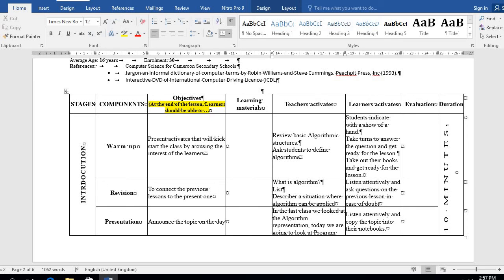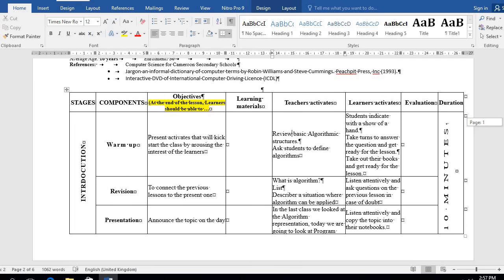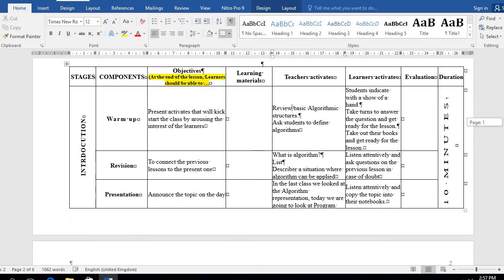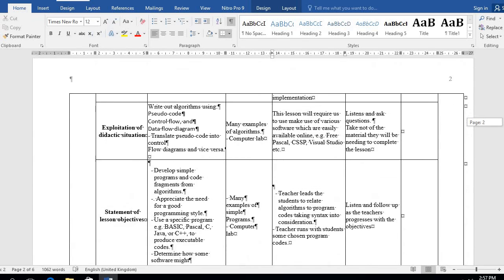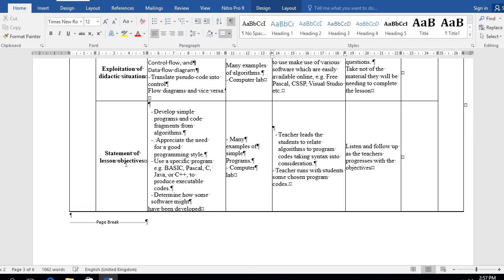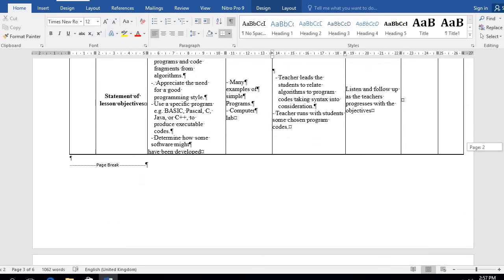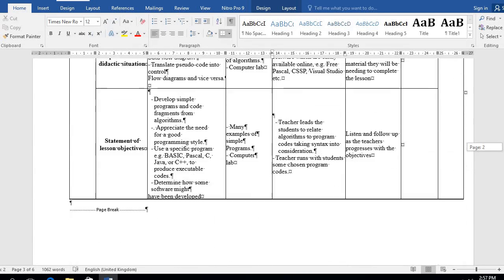Here you have objectives already, unlike other lesson plans where you have objectives stated at the level of the preamble. Here, for each component you have to state objectives. I don't know how that's possible, but it's okay. You have statement of objectives. It is here that you can spell out the objectives, what the learners will be doing, what the teacher will be doing, the evaluation, and the time given for that.